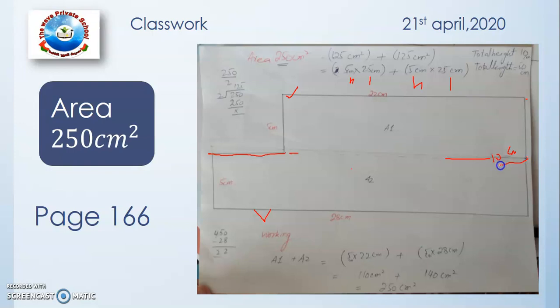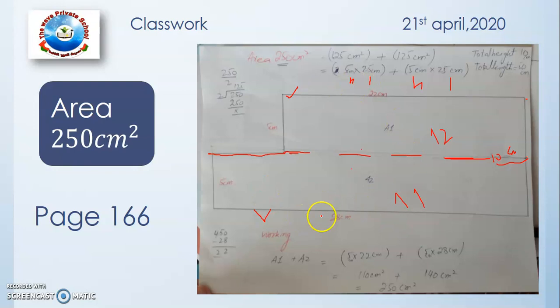Then from here till this line I need to do this dotted line. And when I reach this point, I have to draw a straight line like this. Then I have to connect this part and I have to connect this part. And I have to write here, this height is 5 centimeter, this height is 5 centimeter, this length is 22 and the other is 28.